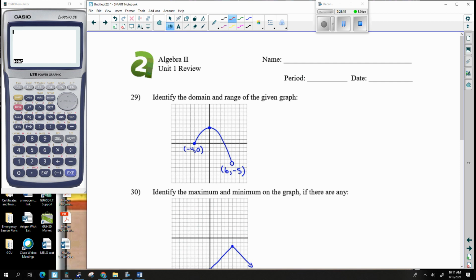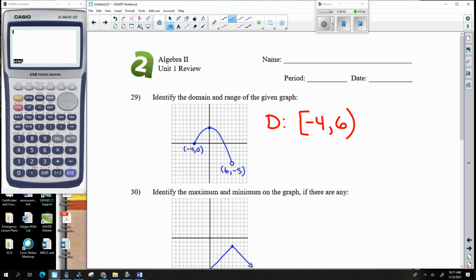Okay, domain. This is the leftist point. This is the rightist point right there. So the left to the right. So the leftist thing that I have as the domain is -4. The rightist thing that I have is a positive 6. Notice how it's a closed dot at the -4 and an open dot at the positive 6. So that's the domain.